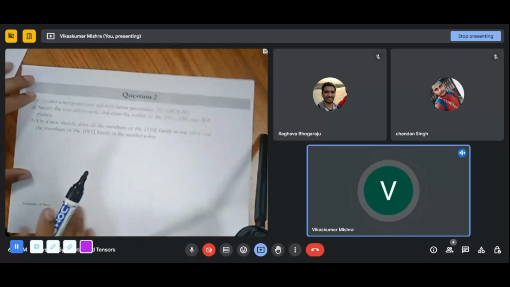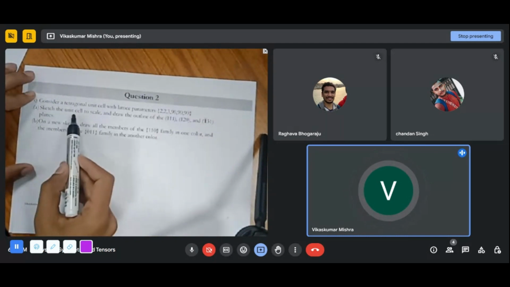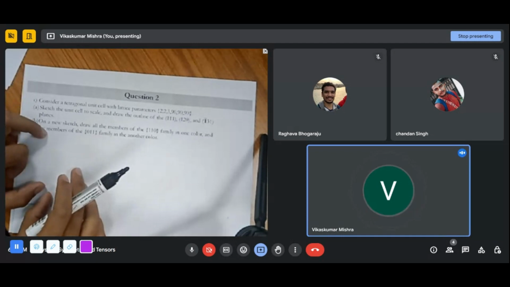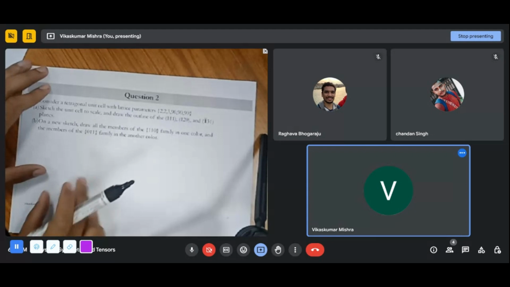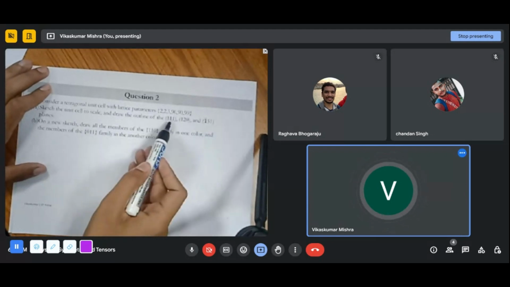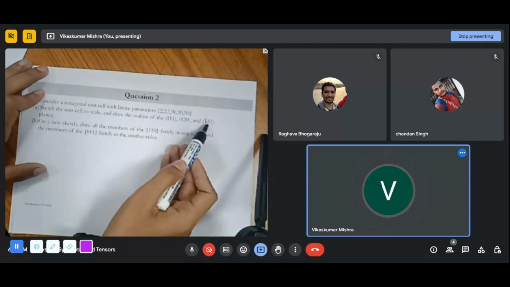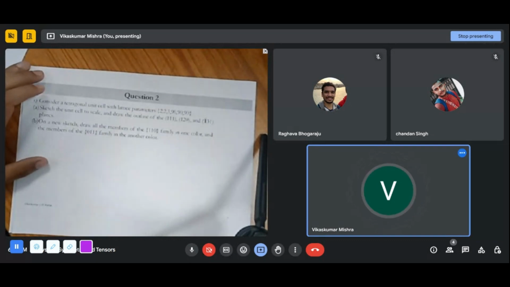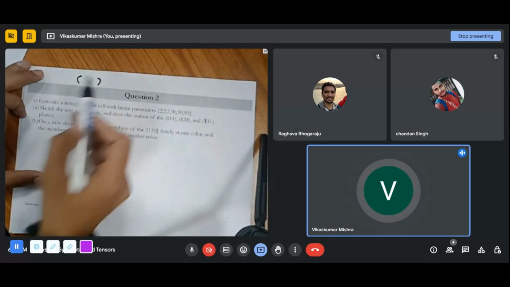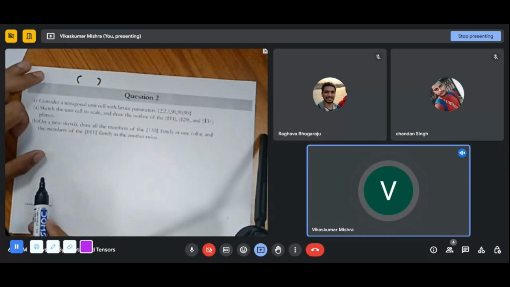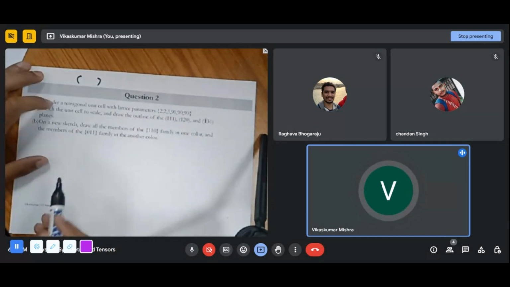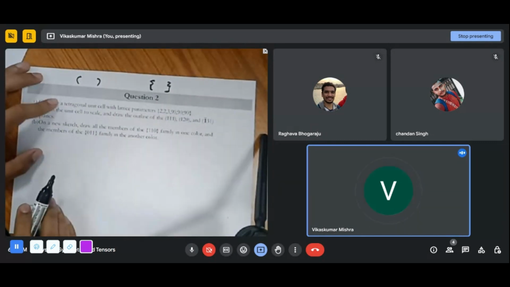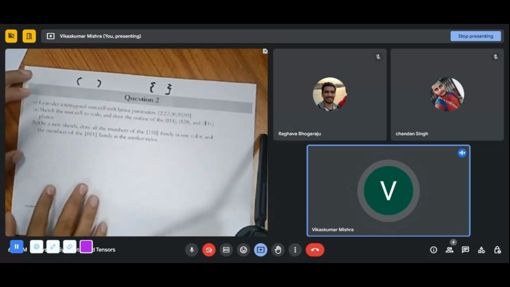Okay, so now what we need to do is sketch the unit cell to scale, that is 2:3, so the C axis should be 3 and the A and B axes should be 2, and draw the outline of the planes (111), (120), and (1 bar 31). Okay, so we need to draw this particular set of planes. Since it is represented in this type of bracket, it is not a family of planes, it is a single plane, right? A family of planes will be represented in the other type of brackets.